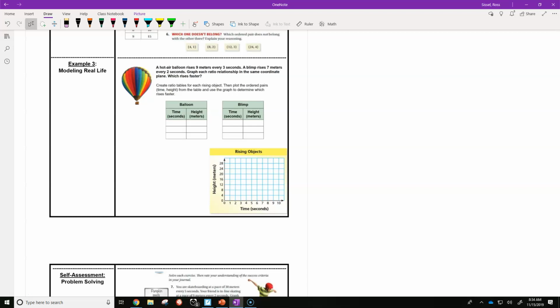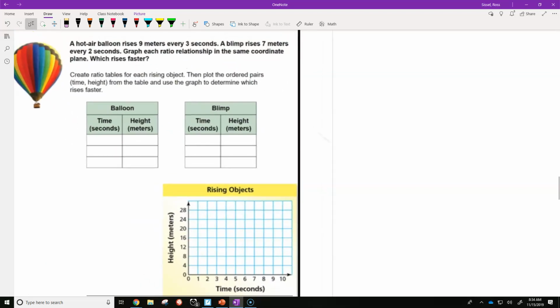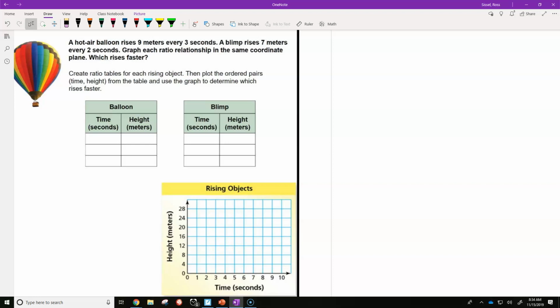Example 3, modeling real life. I want to ask you this question real quick. I'll read it, and then we'll start playing the video, and you'll follow the notes. But I want to get you guys' idea when we start. This is just like the frosting one. You remember we did the frosting, we compared ratios? Well, this one says a hot air balloon does 9 meters every 3 seconds. So, hot air balloon, in 3 seconds, put this in your notes, we're going to go up 9. The blimp, 7 meters every 2 seconds.